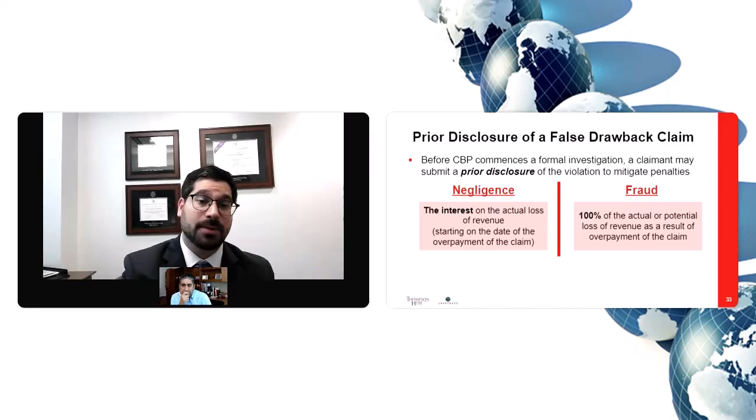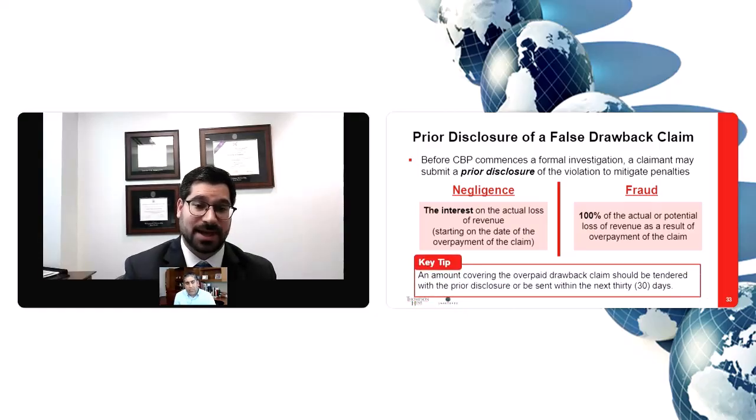One thing that we like to remind people, though, is that if you are going to pursue a prior disclosure, because CBP has yet to commence a formal investigation, and you suspect penalties are on the horizon, but you want to mitigate them, we always remind individuals or organizations who pursue a prior disclosure that they'll have to tender the overpaid drawback claim that they received at either the time of submitting their prior disclosure, or at least they'll need to be prepared to do so within the next 30 days after submitting it. So you will have to relinquish that unlawfully obtained funds. So those are the penalties.